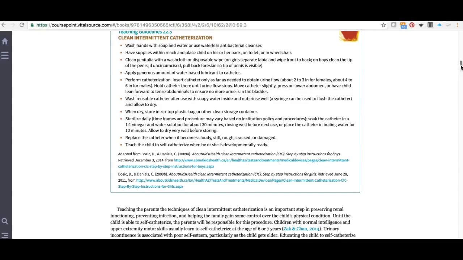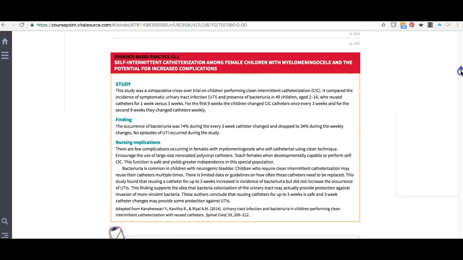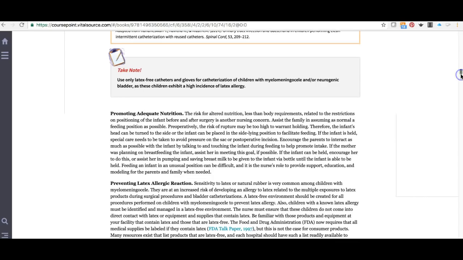UTIs are very, very prevalent in spina bifida patients because of their necessity to self-cath if they don't have bladder control. Another thing that you will see with spina bifida patients is latex allergy. Let me get to the paragraph on latex allergy. There it is. Only latex-free, and most of our children's hospitals are latex-free anyway.